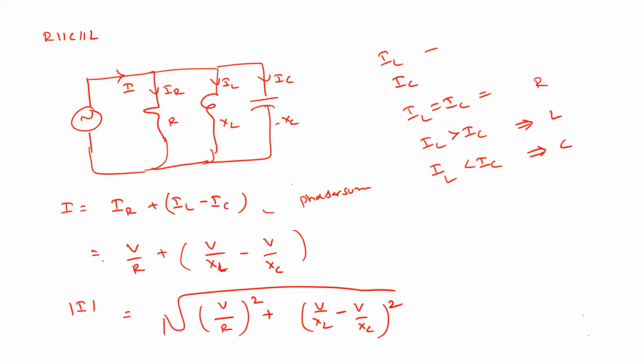So you can also calculate the theta value. So theta is tan inverse of (IC minus IL) by IR. So what is IL? IL is V by XL, and IC is V by XC, right? So that means it is tan inverse of (1 by XL minus 1 by XC) by (1 by R).